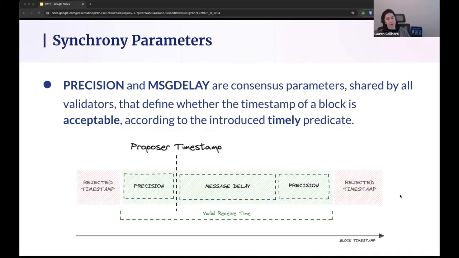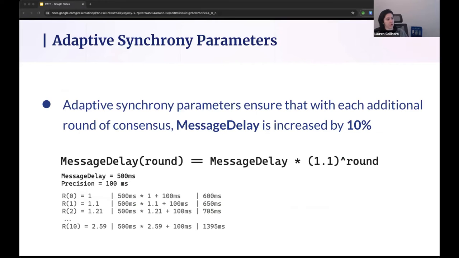So basically, the API that we're introducing is a message delay and precision value. The way that we're going to be calculating whether the proposer's timestamp is timely is within this window with negative precision, and then we are adding a message delay in addition to the precision value. At any point in the receive time window, a proposal will be judged as timely. We have also introduced the concept of adaptive synchrony parameters. With each subsequent round, we will be increasing the message delay by 10%. You can see, based on some recommended guidelines, potentially what that looks like for each subsequent round of consensus.